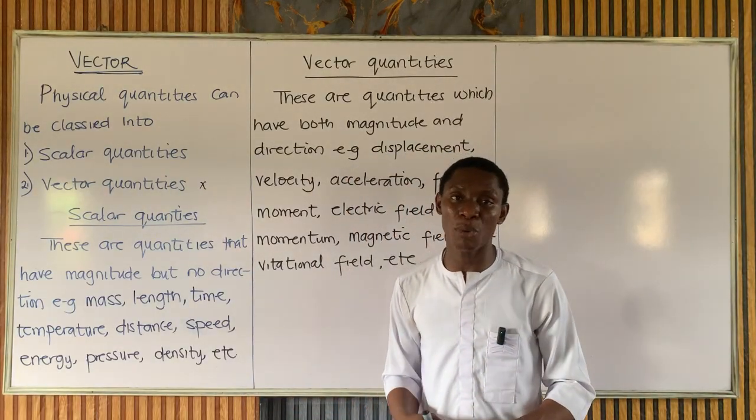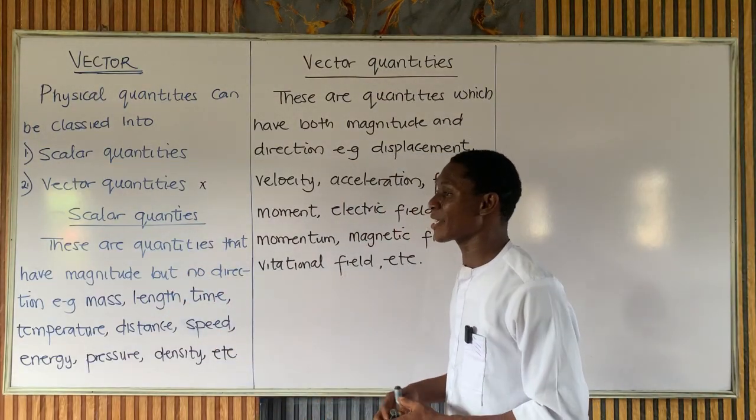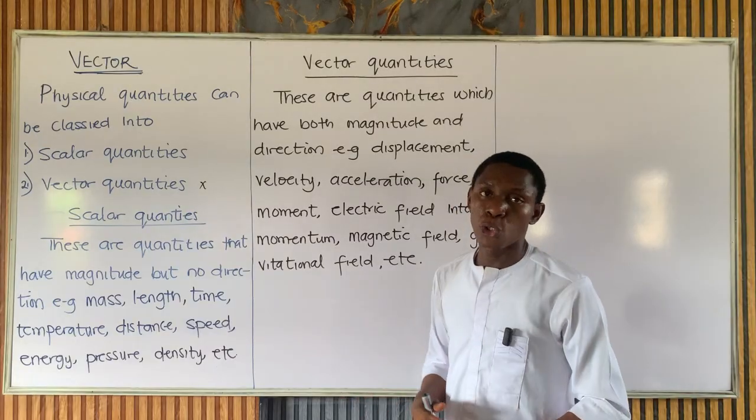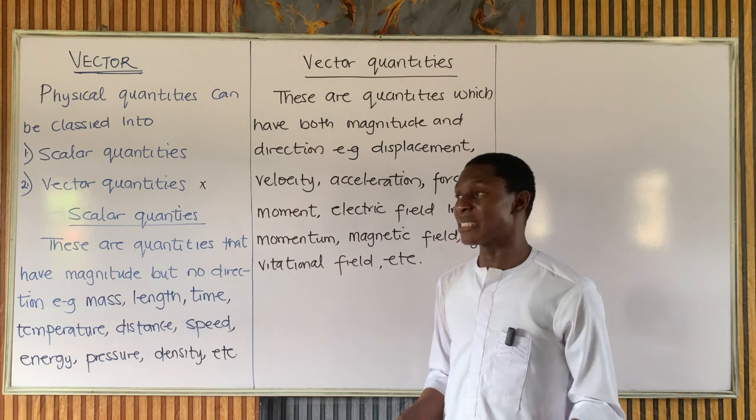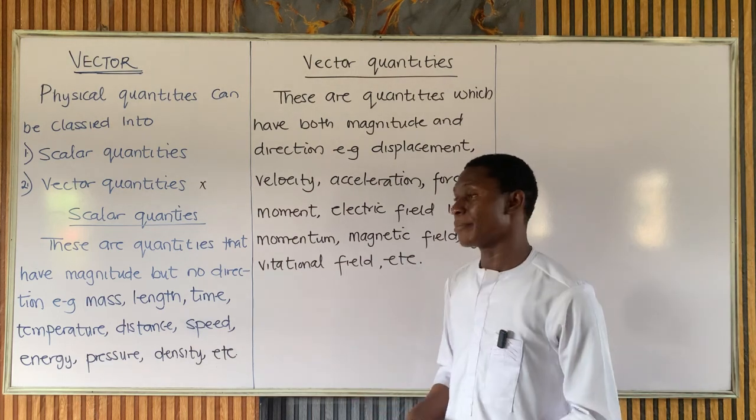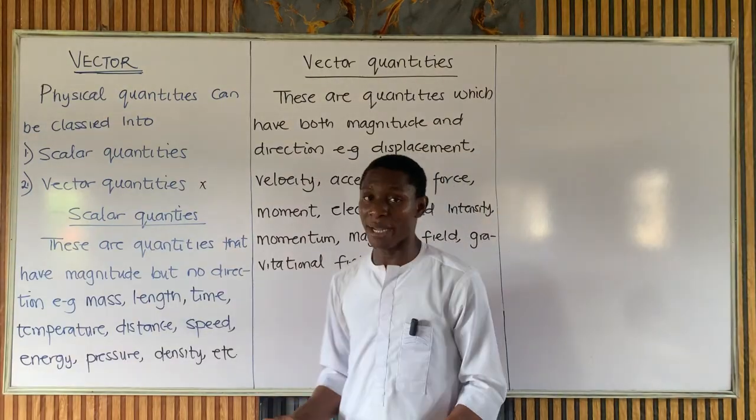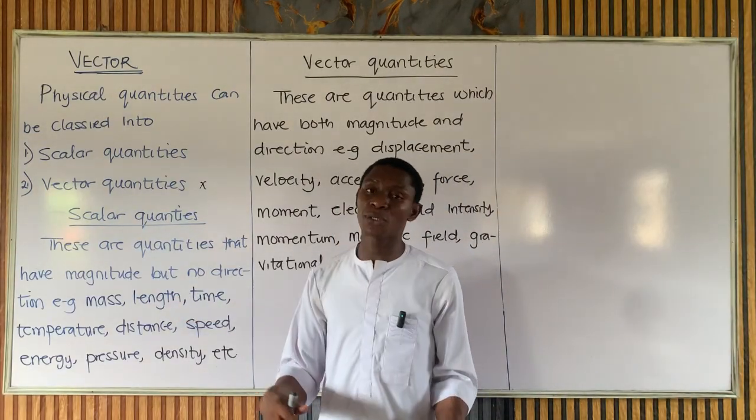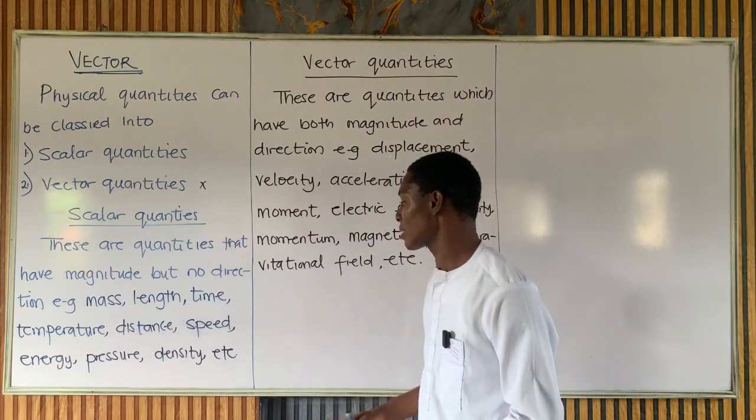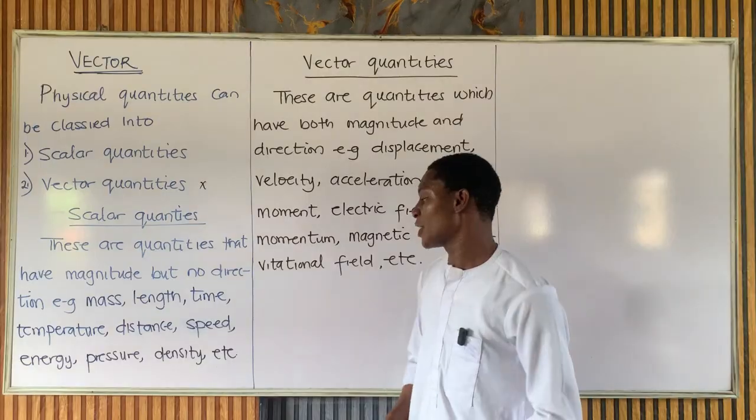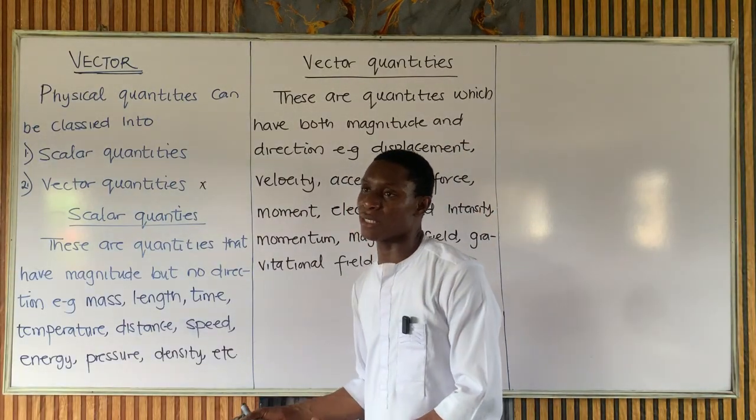Let's introduce what scalar quantities are. Scalar quantities are those quantities that have magnitude but no direction. Examples are mass, length, time, temperature. You can say distance as well, though length should substitute distance, but anyhow you say it, length, distance, they are all scalars. Speed, energy, pressure, density, all of these are scalar quantities.